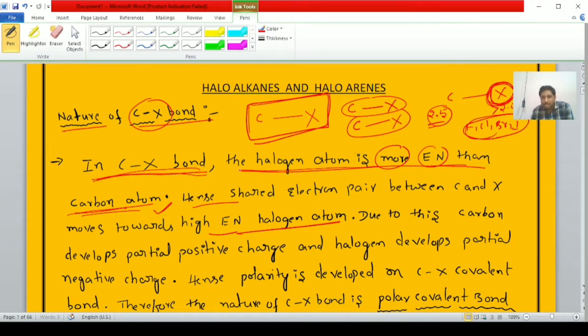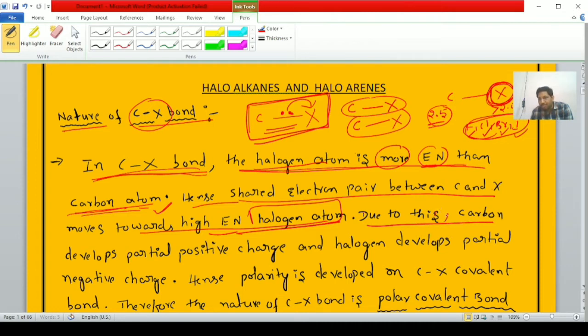That only, students. In the C-X bond, the halogen atom, either fluorine, chlorine, bromine or iodine, is more electronegative than the carbon atom. Hence, the shared electron pair between the carbon and halogen atom moves towards the highest electronegative halogen atom.